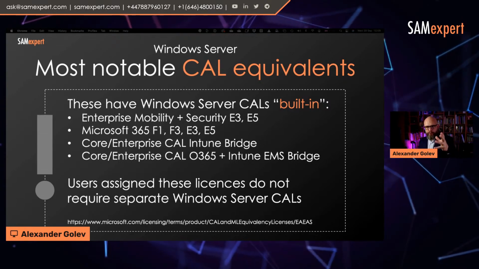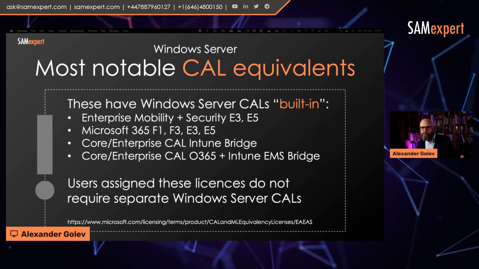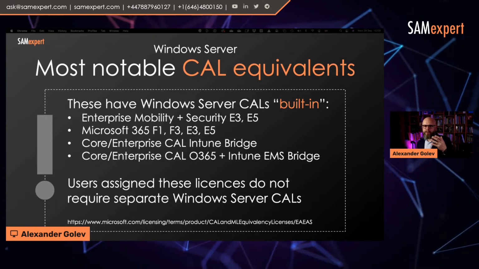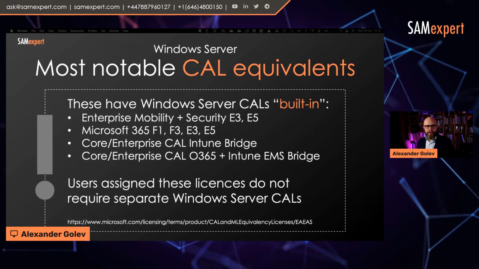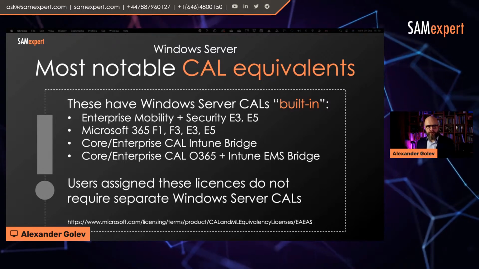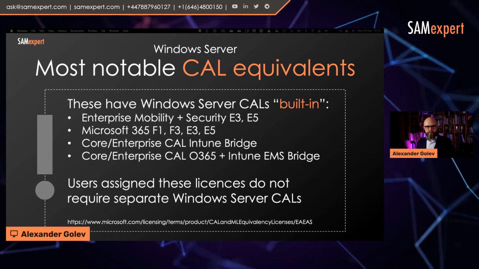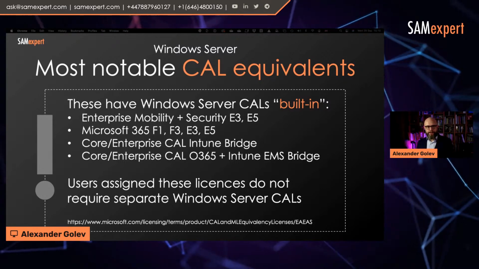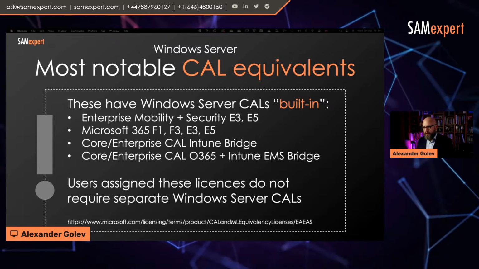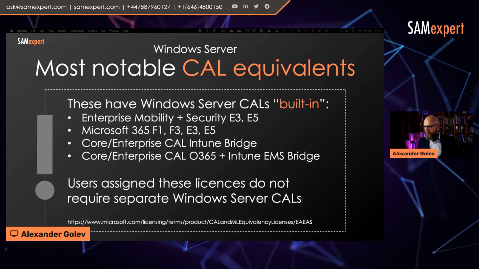So if all your users are covered with, say, Microsoft 365 E3, then none of these users require Windows Server CALs. Does it make sense?